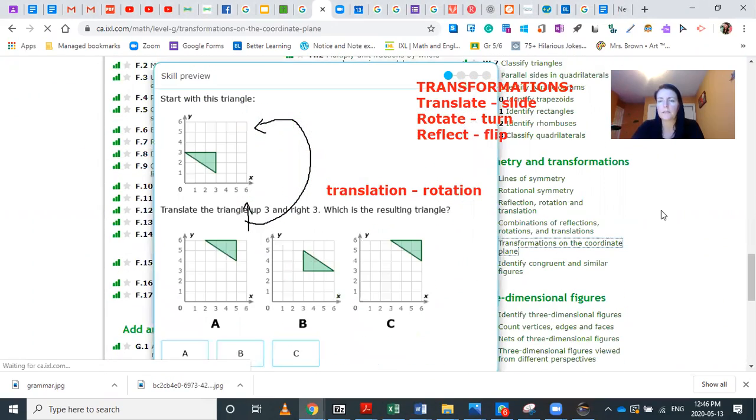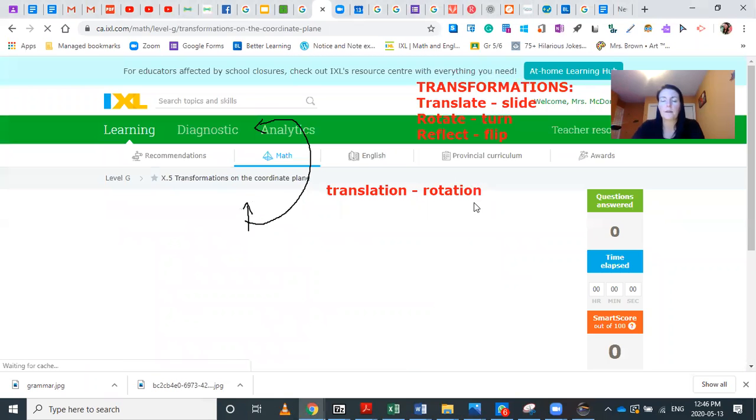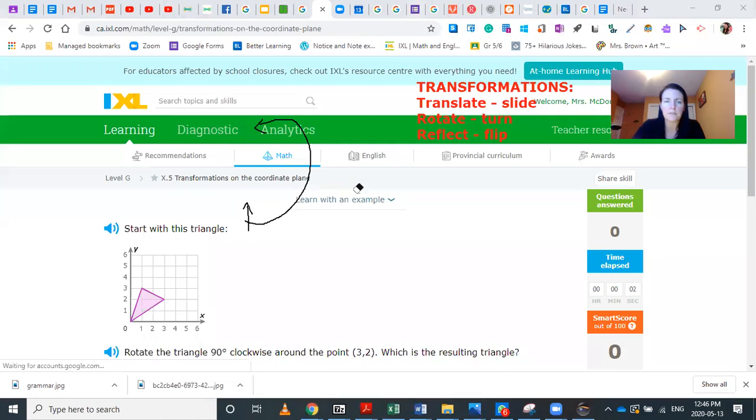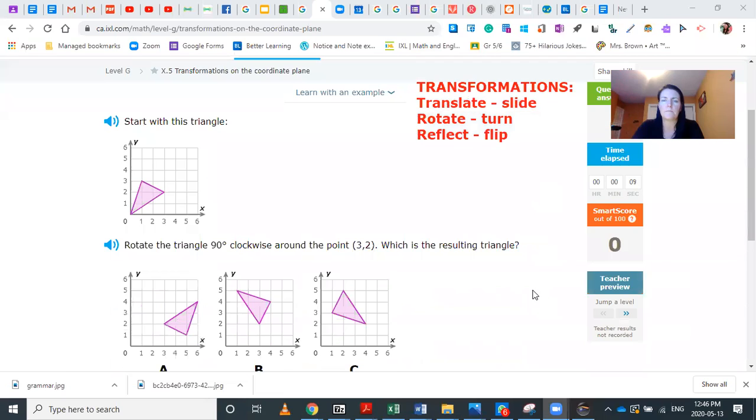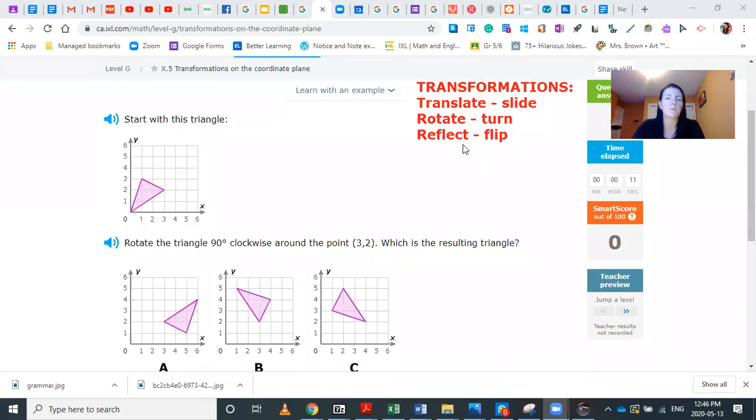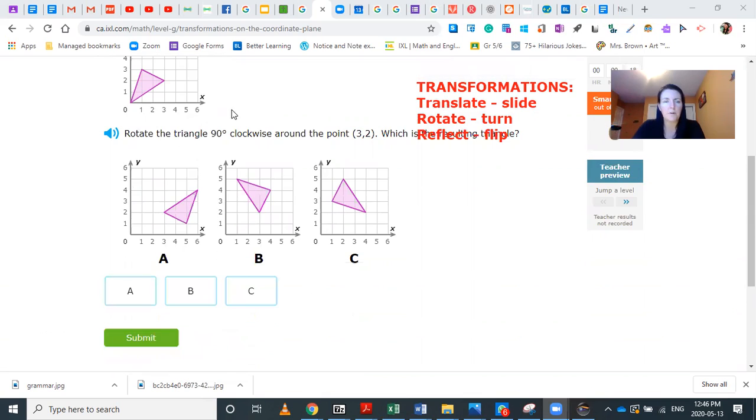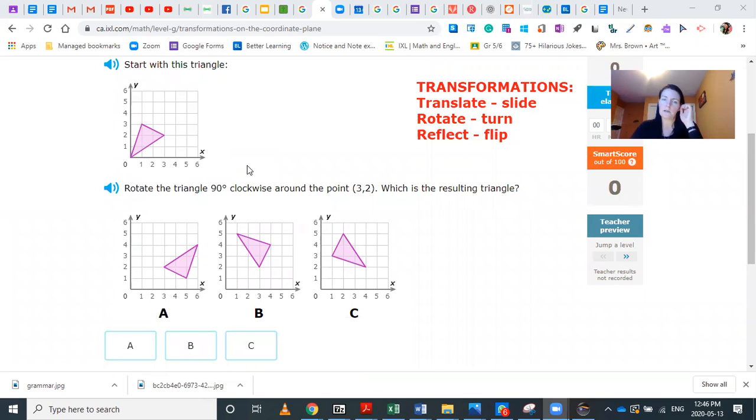And here we are going to go on to the coordinate plane. The coordinate plane, remember, is for your 4 quadrants that you were looking at a couple of sections ago. I'm going to keep up this little section here that reminds us what each one of them are and what you have to do. So we're going to start with this triangle. And we're going to rotate this triangle 90 degrees clockwise around the point 3, 2, which is the resulting triangle.